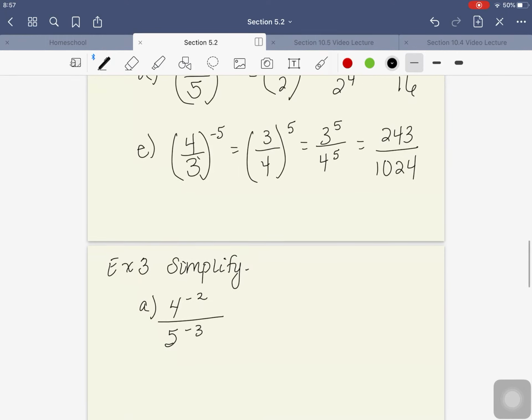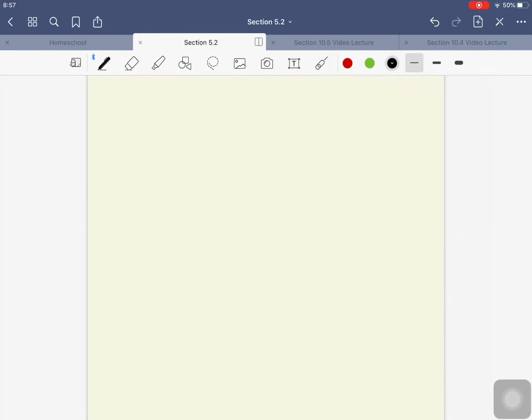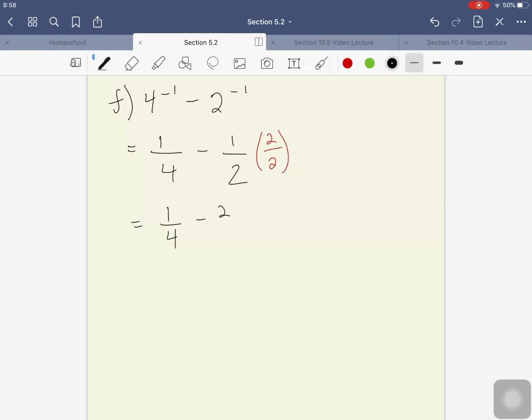Let's see, we do have a few more. All right, part F. 4 to the negative first minus 2 to the negative first. We're going to rewrite this as 1/4 minus 1/2. First, you're going to flip to make it positive, and then we're subtracting fractions with different denominators. The LCD is 4, so I'm going to multiply this fraction by 2/2. So now I have 1/4 minus 2/4, and that is equal to a negative 1/4.